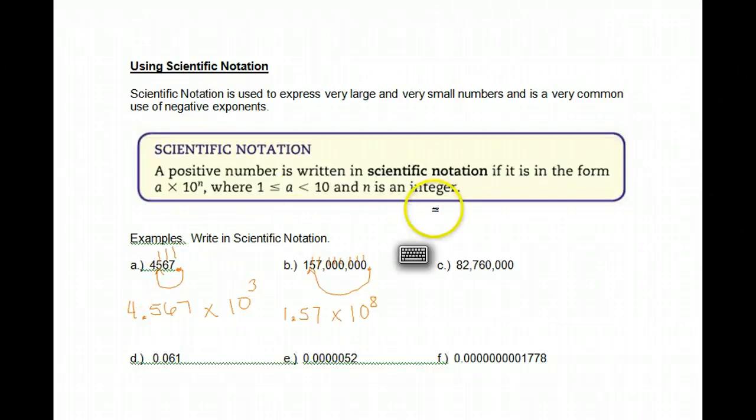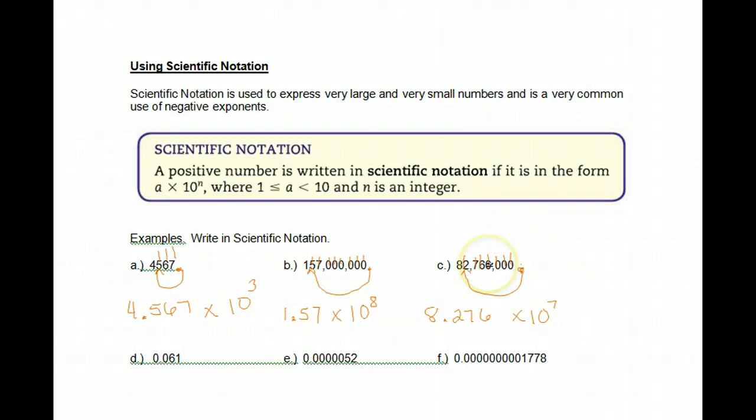Okay, by now everyone should have had an opportunity to convert letter C to scientific notation. So what you should have done here is taken your decimal point and moved it all the way back here so that it was between the 8 and the 2. So we should have 8.276 times 10 to the 1, 2, 3, 4, 5, 6, 7th power.